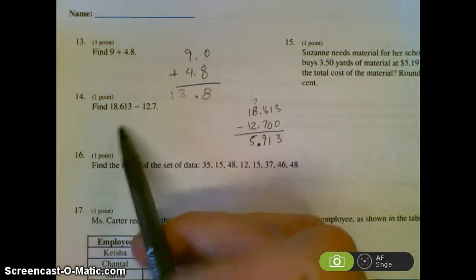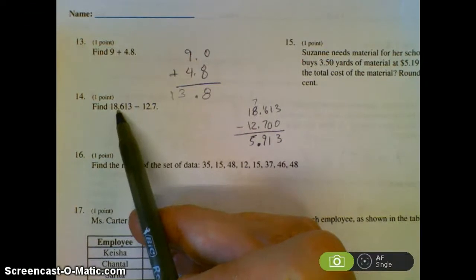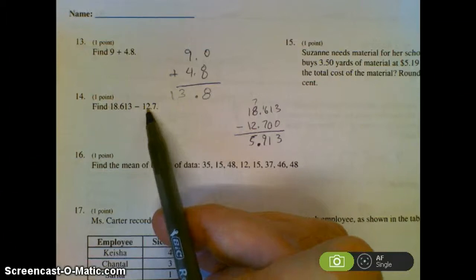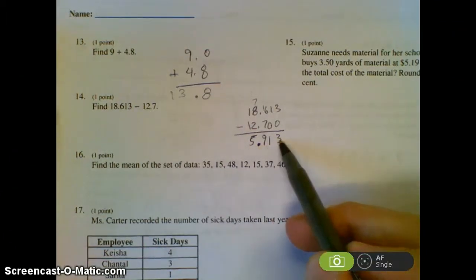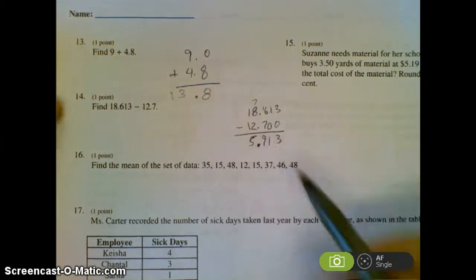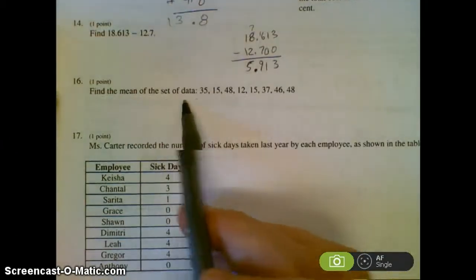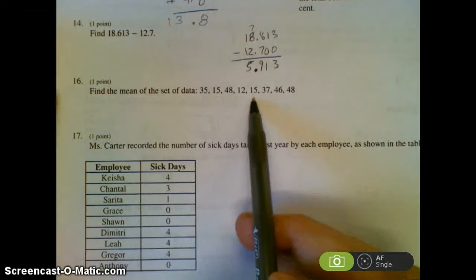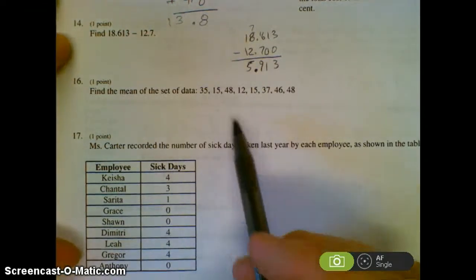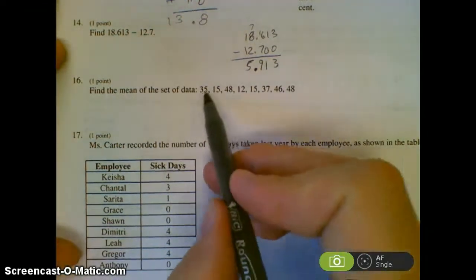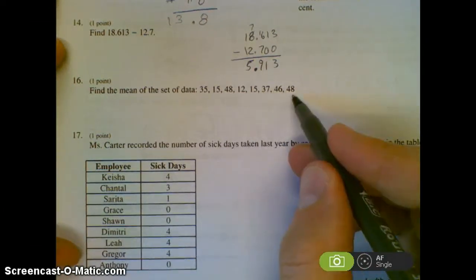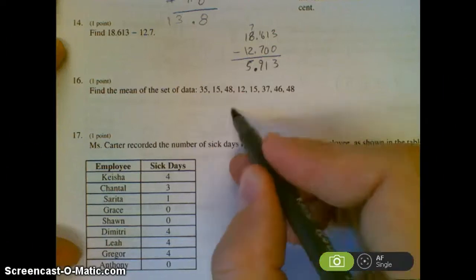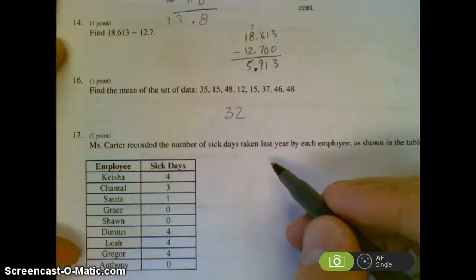5.913. Hopefully when you see a problem like this, you estimate. You say, alright, that looks pretty close to 19, and that looks pretty close to 13. So my answer is going to be pretty close to 6. Since I came up with 5.913, yeah, that's pretty close to 6. Find the mean of the set of data. Alright, I've got to add all of these up and divide by 1, 2, 3, 4, 5, 6, 7, 8 values. So I add them all together, I divide by the 8 values that we have, and my mean ends up being 32.